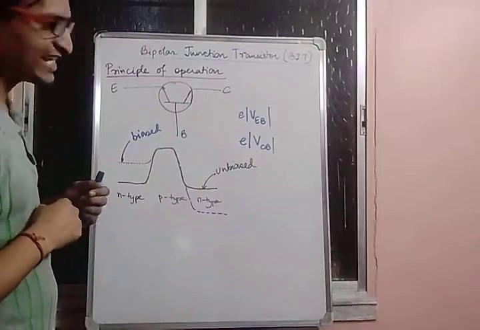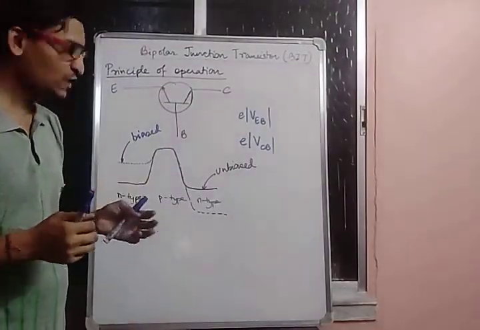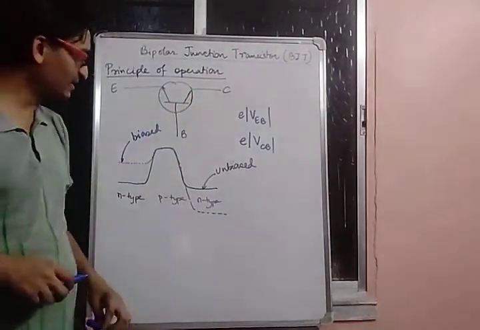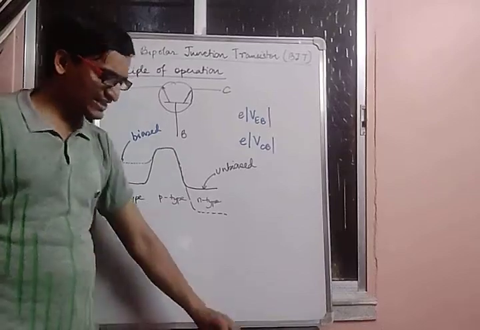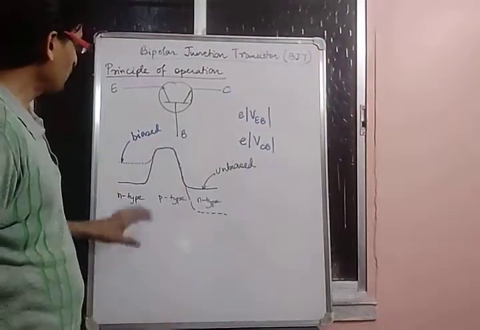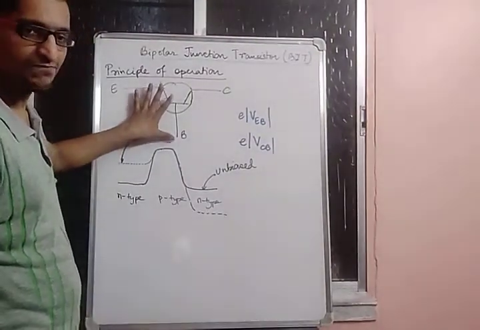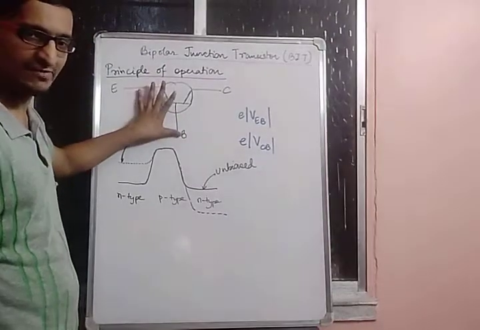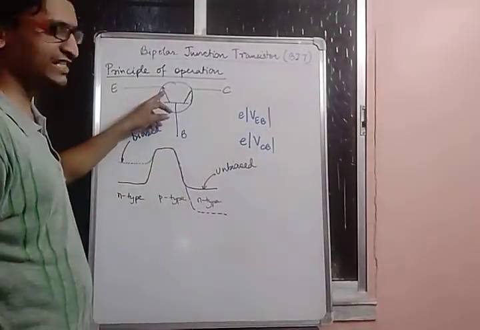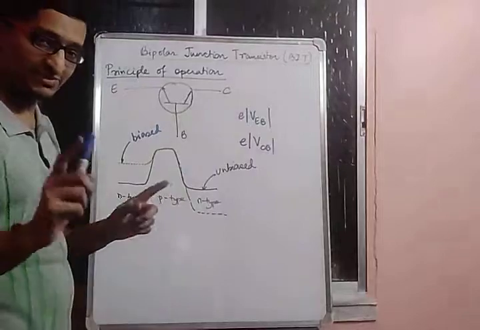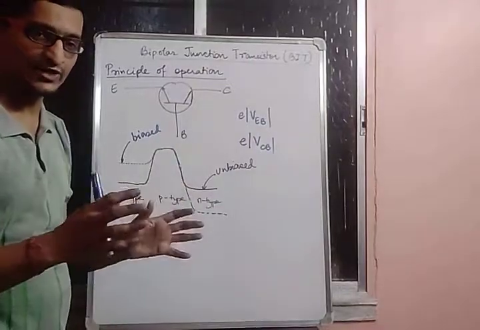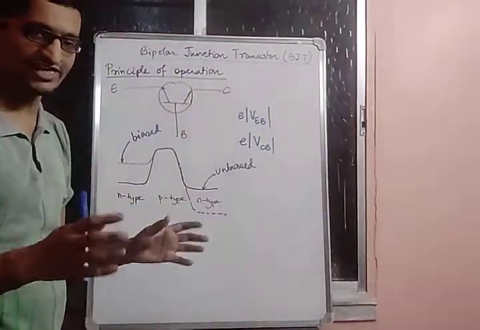So what is happening in a transistor when we apply a forward bias voltage at the emitter base junction and a reverse bias voltage at the collector base junction? Let us consider this just for an NPN type transistor. Be careful, I have told you earlier that this emitter layer is highly doped, this base region is slightly doped, and this collector region is moderately doped.